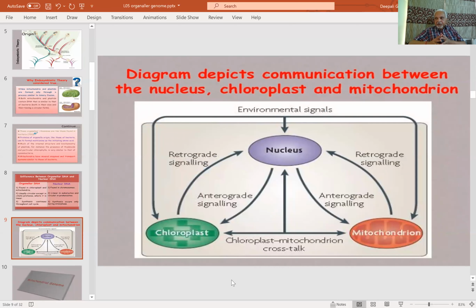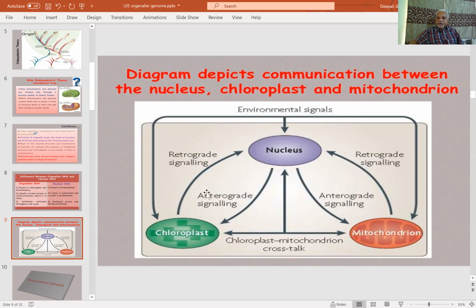Now, let us see how these three genomes interact or crosstalk in the cell. In the cell, you have the nucleus and mitochondria, and in plants, you have the nucleus, mitochondria, and chloroplast. So if you look at this diagram, environmental signals are basically perceived by all three.